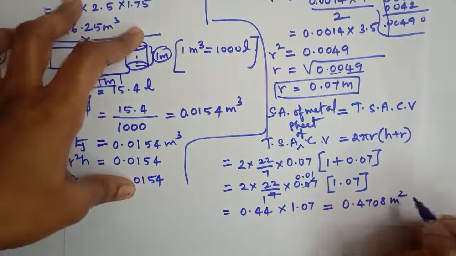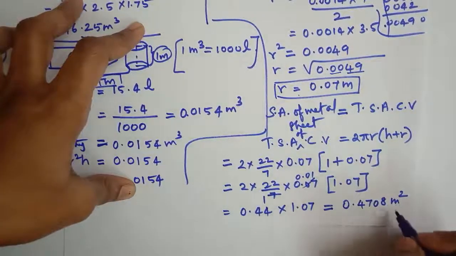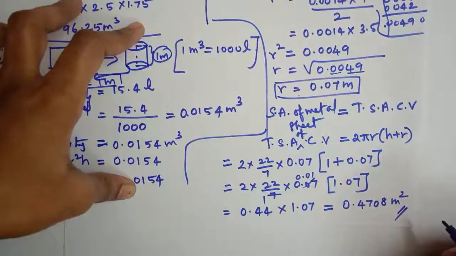Then 0.44 into 1.07 is equal to 0.4708 meter squared. So 0.4708 meter squared of metal sheet should be needed. This is the correct answer. Is it clear, students? Good. Thank you, students.